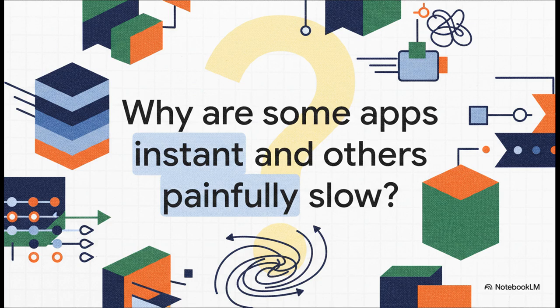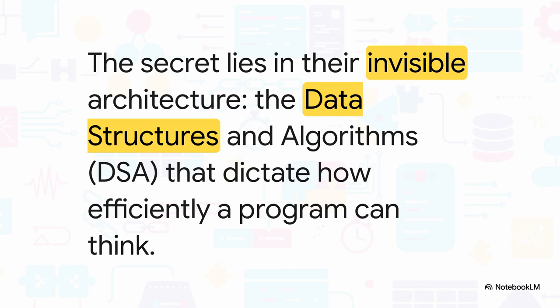What makes one app feel totally seamless and another one just clunky and frustrating? We've all felt it, but I promise you the reason isn't magic. The secret, it all lies in their architecture. It's this powerful combination that engineers call data structures and algorithms, or DSA for short. You can think of it as the core logic, right? It dictates how efficiently a program can think and act, long before a single line of code for the cool user interface is ever written.